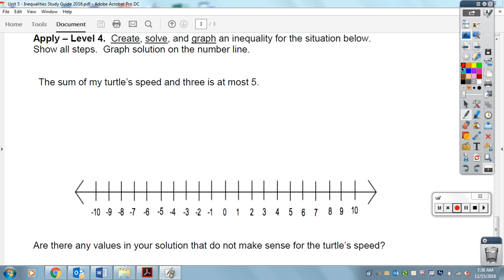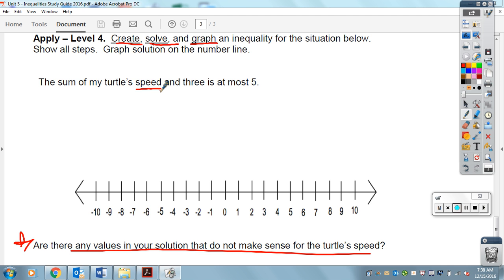And then the last thing I'll very briefly talk about, just as a reminder, is to create, solve, and graph inequalities. So make sure you create it, you solve it, and then graph it. Don't skip any steps. Show your work. Here's an example. But I want to focus on this question down here. It says, are there any values that don't make sense?